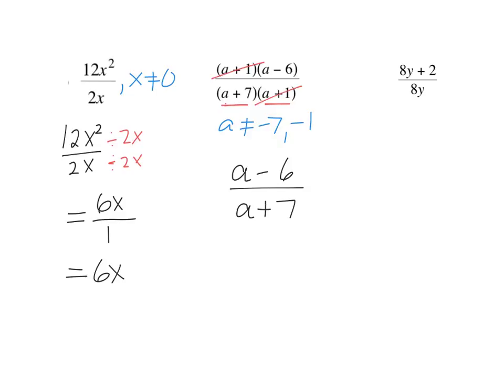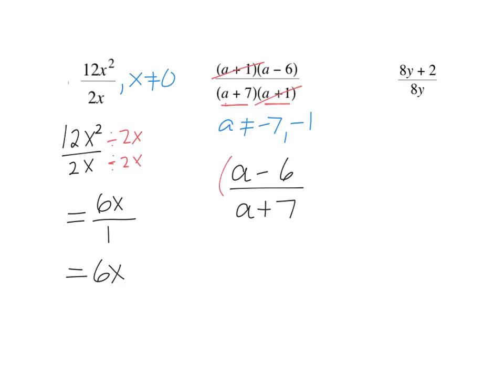But it's really, really important that you understand that you can't just cross something off that looks the same. You have to cross off an entire factor. So here, A plus 7, A plus 1, A minus 6, those are factors. What I would see happen a lot is that students would get down to this step and I would see them cross off the A's. Because they're like, oh, they're the same on the top and the bottom.